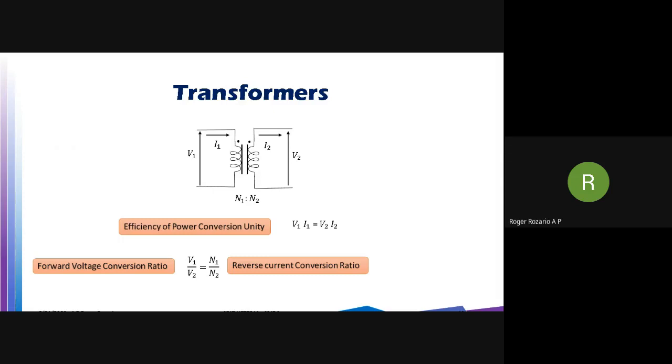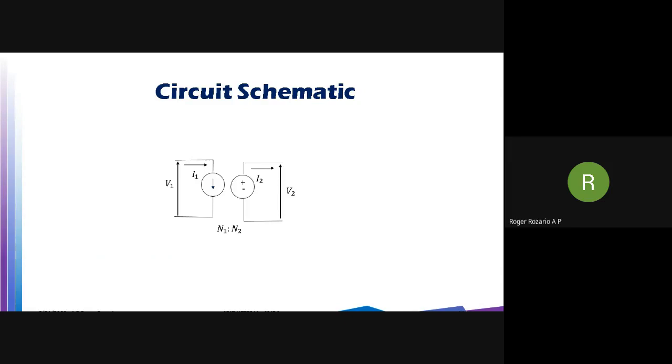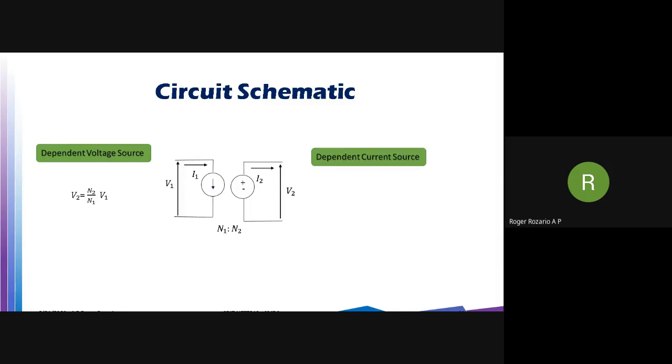And for an ideal transformer, the efficiency of power conversion is unity. The forward voltage conversion ratio V1 by V2 and the reverse current conversion ratio I2 by I1 were related by the ratio of the number of turns of the primary and secondary, N1 by N2. V1 by V2 was equal to I2 by I1, equal to N1 by N2. And we replace the primary with a constant current source and the secondary with a dependent voltage source.